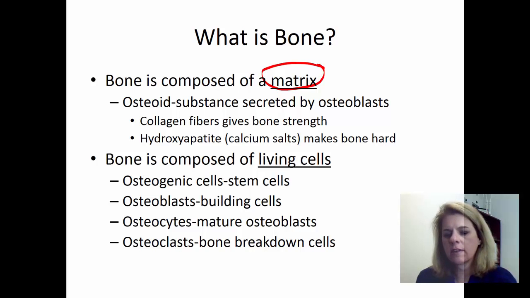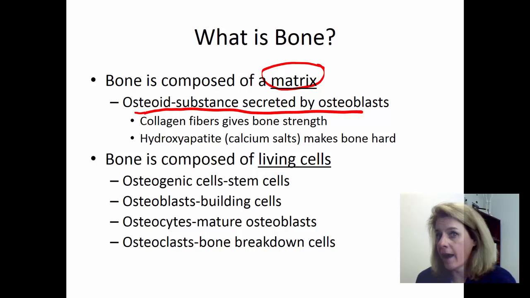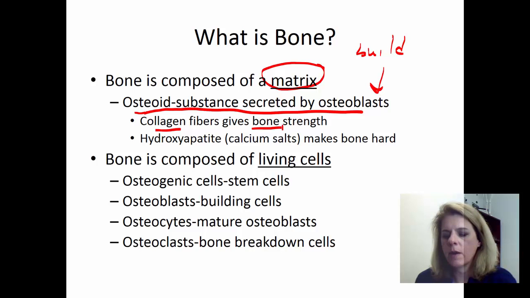And so this matrix is an osteoid substance. Remember, anytime you see osteo, that means bone. So osteoporosis, we're going to talk about holy bone, which is something you can get as you get older. So osteoid means bone. It's an osteoid substance that's secreted by osteoblasts. Remember, osteoblasts are the builders. They build the bone. And in addition, this osteoid has collagen, and collagen, remember, anytime you hear the word collagen, think strong. So it helps give the bone strength.